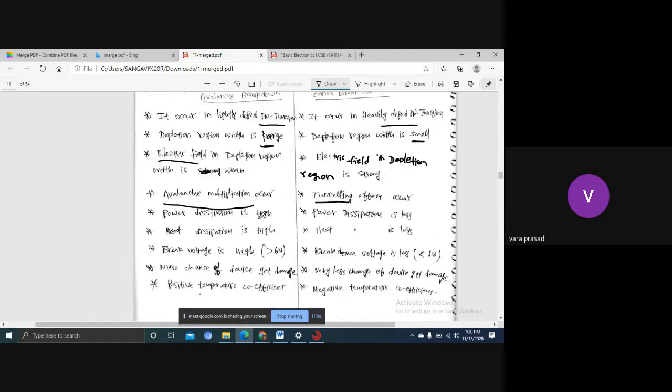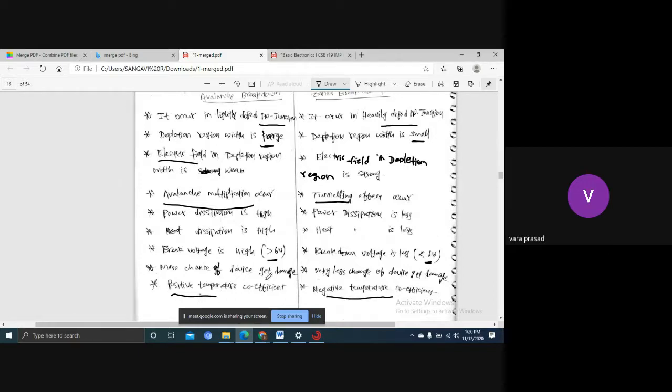Power dissipation is high in avalanche breakdown; here power dissipation is less. Heat dissipation is high; here heat dissipation is less. Breakdown voltage VZ should be greater than 6 volts for avalanche, and less than 6 volts for Zener. There is more chance of the device getting damaged where heat dissipation is high, and very little chance of damage here. Positive temperature coefficient, because the heat is very high. Here heat is less, so it is a negative temperature coefficient.